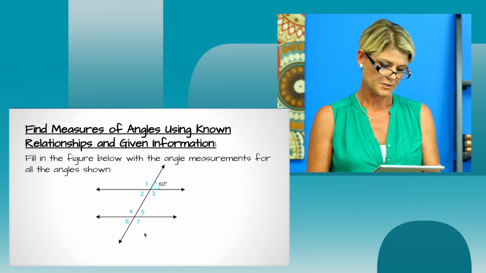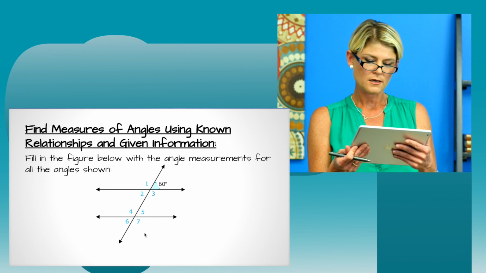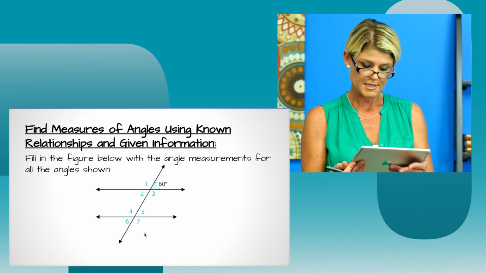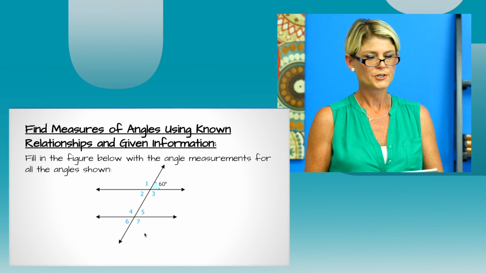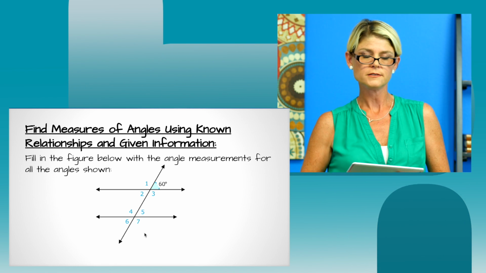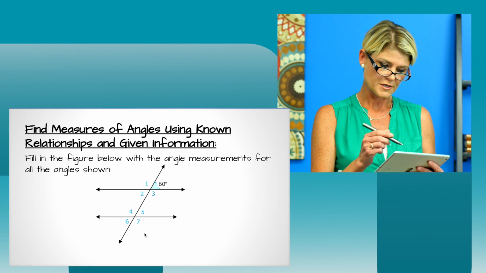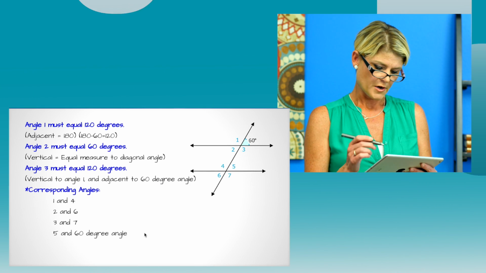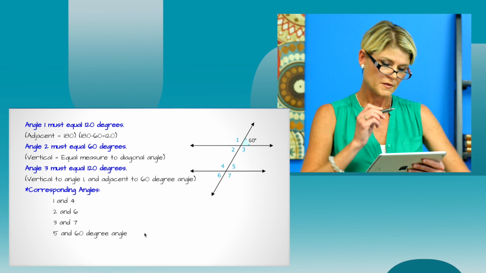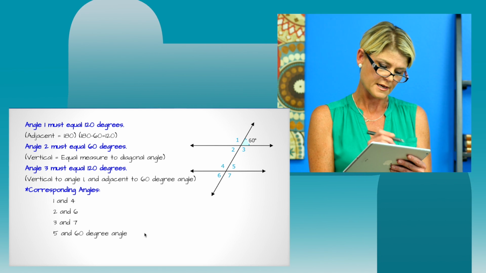All right, let's try this one. Fill in the figure below with the angle measurements for all the angles shown. Oh my goodness, can we do this? We only have one measurement. Sure you can. Now that you know about corresponding angles, of course you can. Also what you know about vertical angles too, and adjacent angles. Okay, so let's take this one step at a time again.